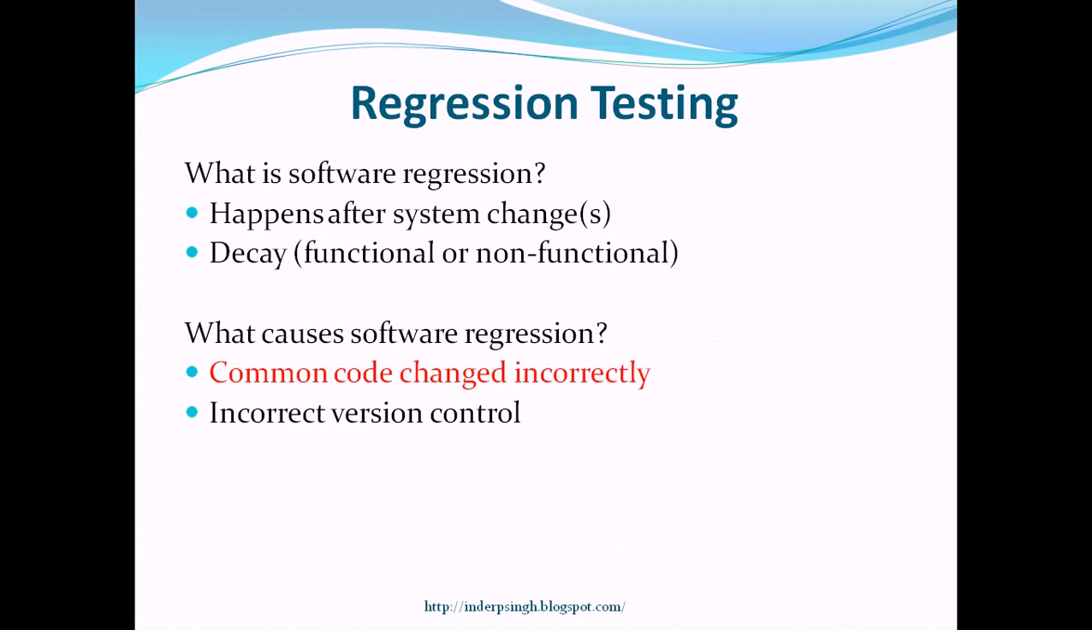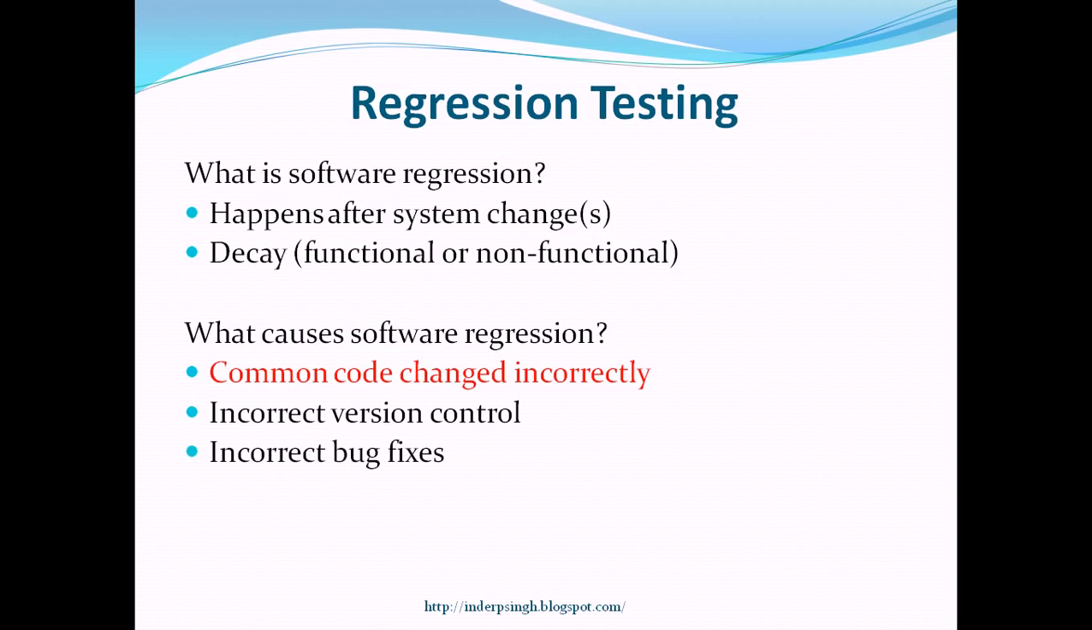Another cause of software regression can be incorrect version control. Software developers always put their code within a version control system, and if the version control is used incorrectly, it is possible to overwrite the changes made by someone else or overwrite the previous changes. So that can cause software regression.